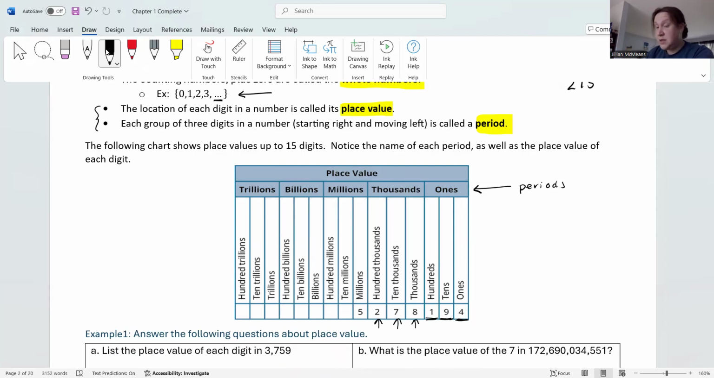Once we get to the millions period, we have the millions, the 10 millions, and the 100 millions, okay? And then we have the billions, the 10 billions, the 100 billions. And then finally, we have the trillions, the 10 trillions, and the 100 trillions. And we could keep this going. Again, we're not going to be dealing with massively large numbers in this class, but what I want you to understand is the pattern that emerges here. Each period has a very similar pattern, okay?